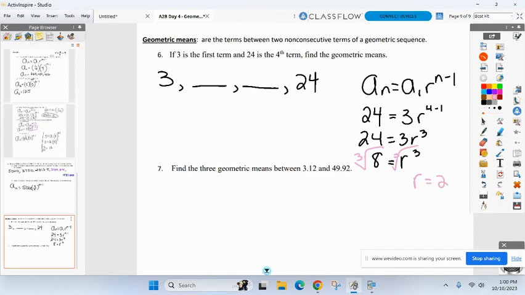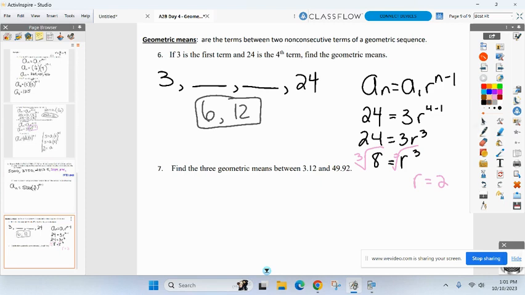Now use it to find the 2 missing numbers. 6 and 12, and it makes sense because if I do it one more time, 12 times 2 gives me that 24. Is 3 the first term? Yes, 3, 12 is the first one because I want to find numbers between them.